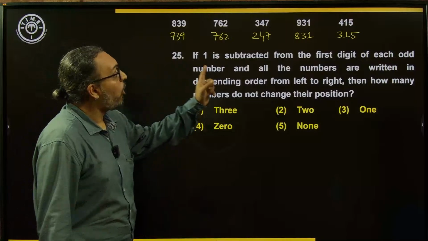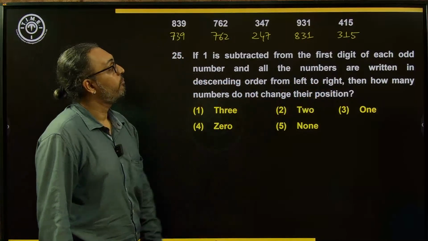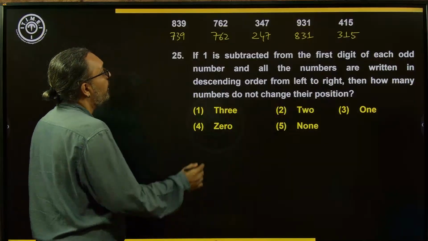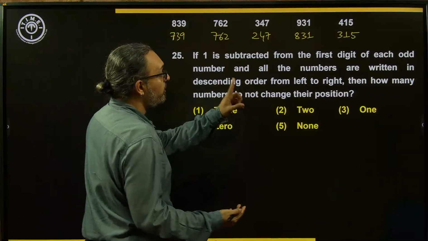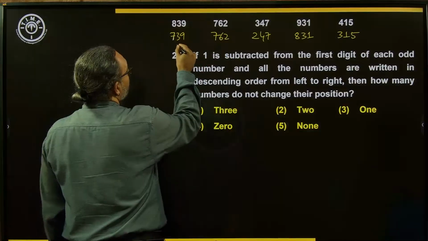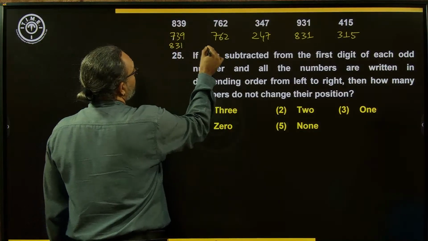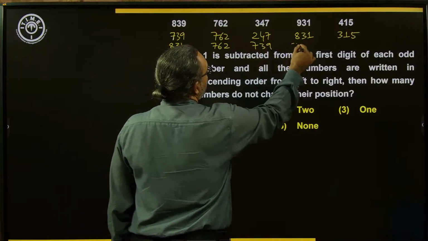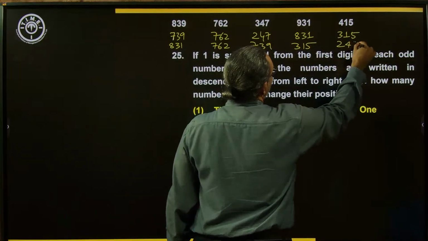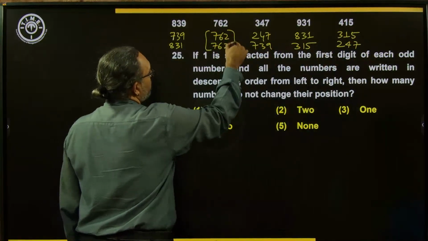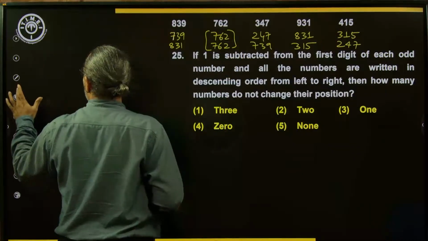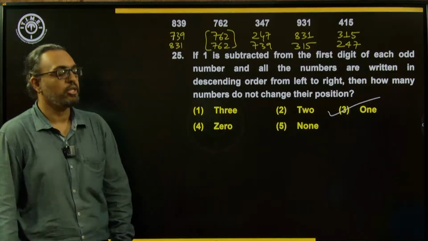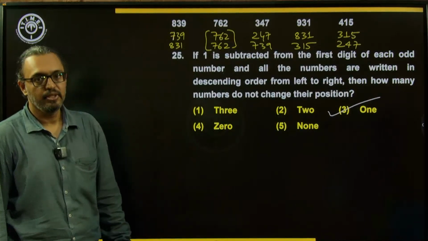Okay. And all the numbers are written in descending order from left to right. Okay, then how many numbers do not change their positions? So we have 831 first, then 762. Okay, this is not changing. Then 739, 315 and 247. So everything else is changing except for this one, 762. So that means there is only one number. That is the third option. Correct?